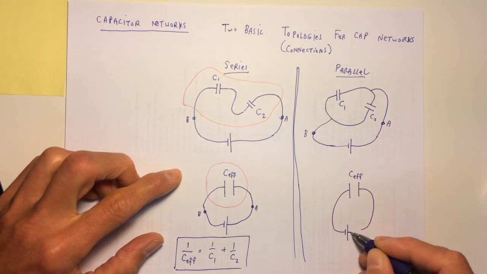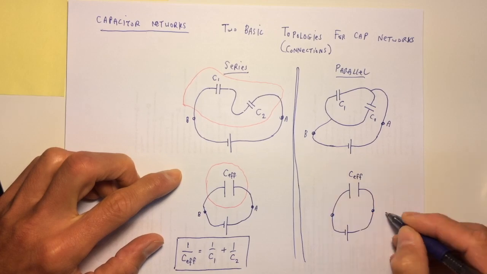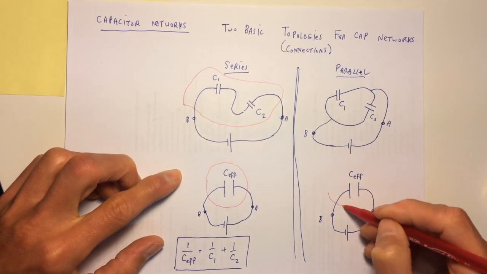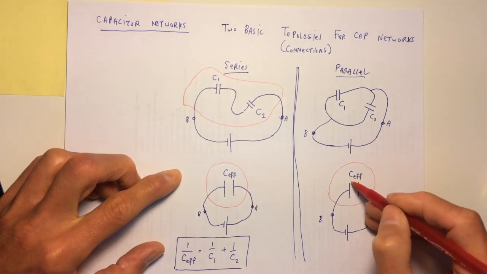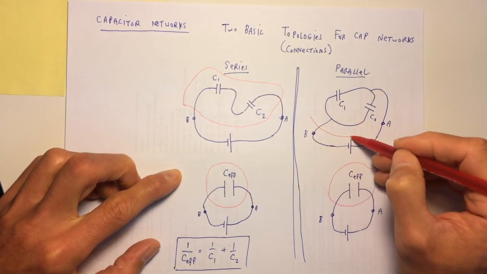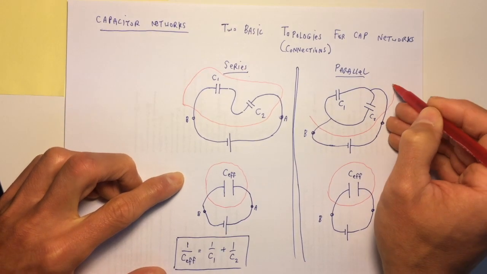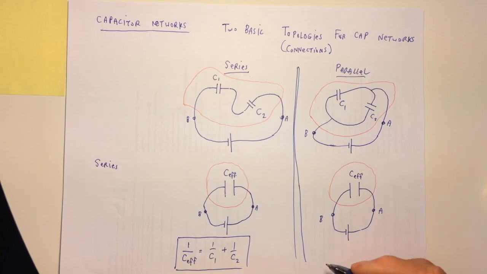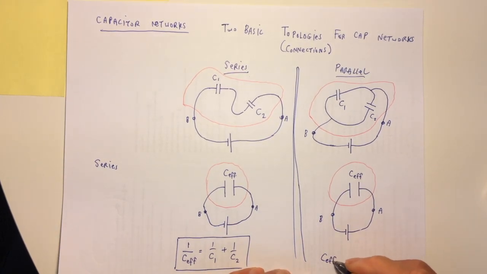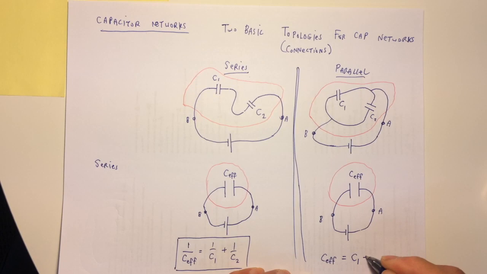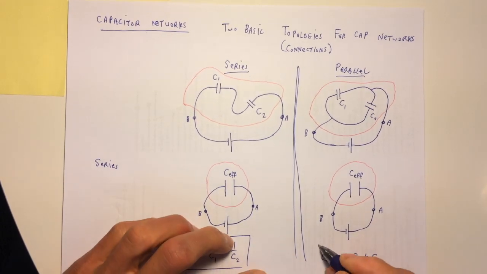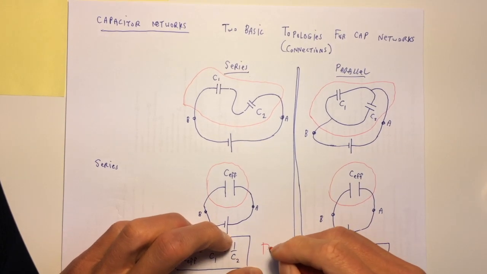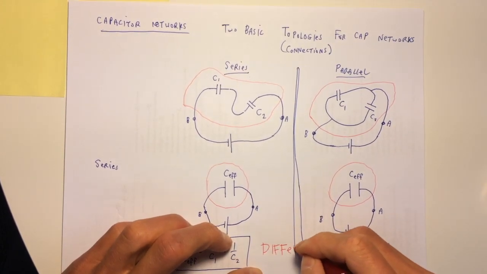So same battery, same idea. So I've got B and A. Inside of this circle is a capacitor, or an effective capacitance. That is the effective capacitance of the capacitors hooked up like this, in parallel. And it turns out that this is a very different looking answer. And you have to be super careful. This is different.